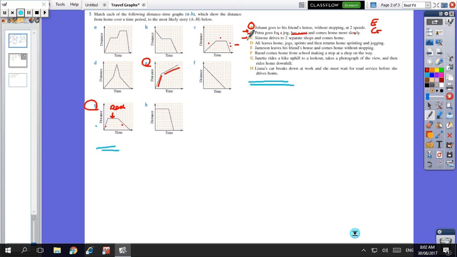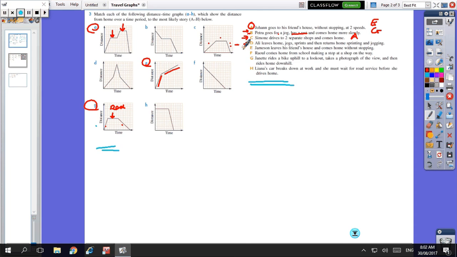Okay, so next one is Simone goes to 2 separate shops and comes home. So when Simone goes to the shops, she's going to stop each time. So we're looking for a journey out and a journey back with 2 stops. Okay, so here's a stop and here's a stop, and going out and coming back, so that is going to be A.